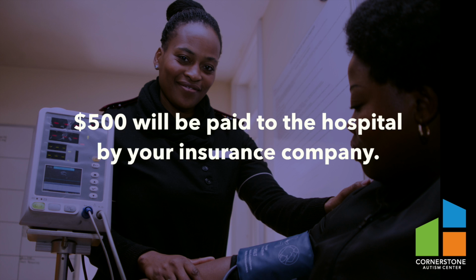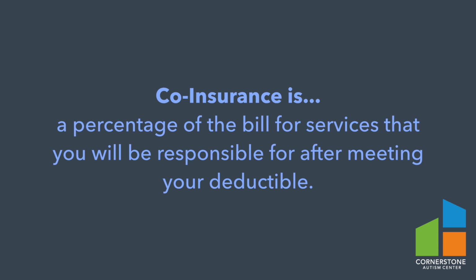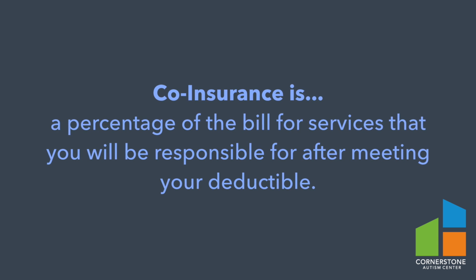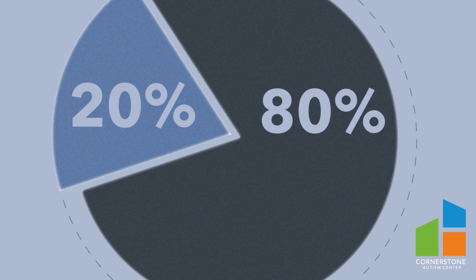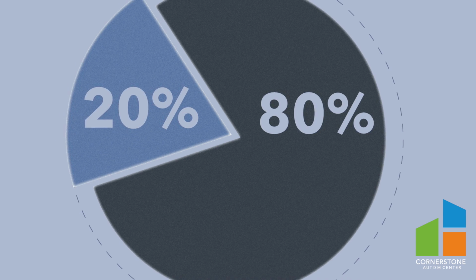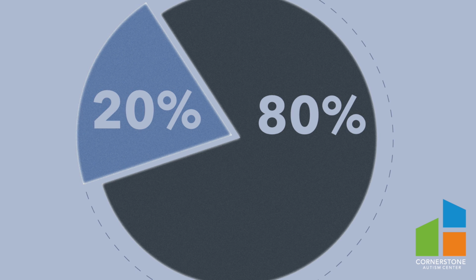Deductibles reset every year. Another term you should be familiar with is co-insurance. This is a percentage of the bill for services that you will be responsible for after meeting your deductible. For example, your insurance benefits may state that you will be responsible for 20% of the cost of health services, and your insurance will pay 80% if you have met your deductible.